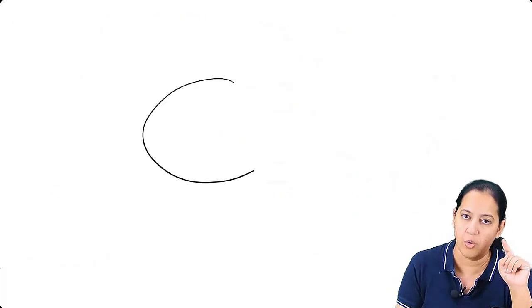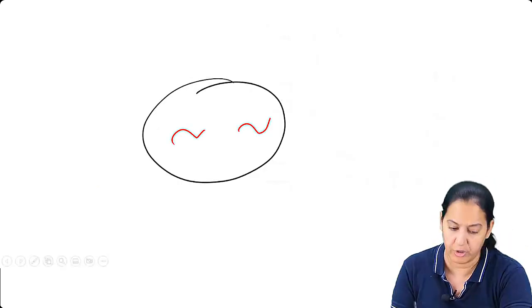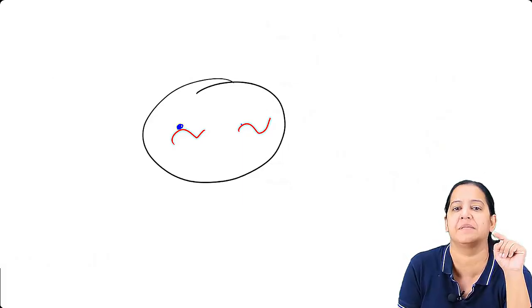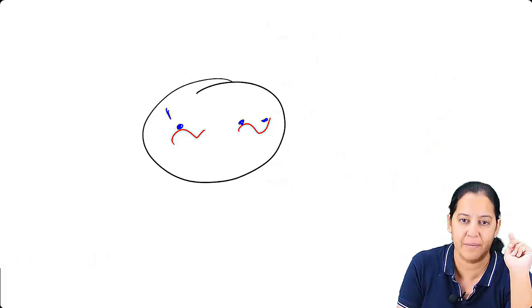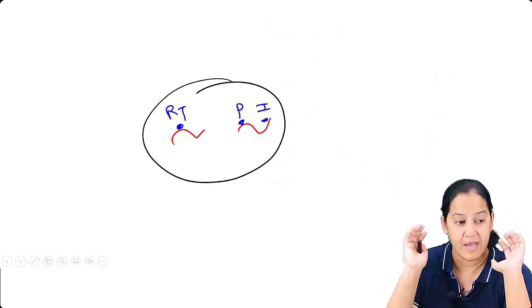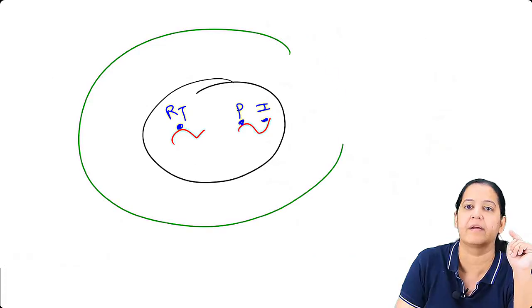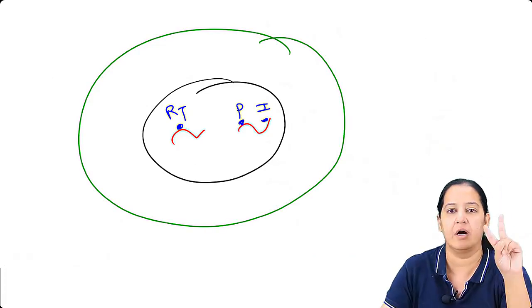First draw a core, inside which draw the 2 copies of the RNA. On the 2 copies of the RNA, 3 enzymes are attached. Which 3 enzymes? Reverse transcriptase, protease, integrase. They are attached on the RNA. This is capsid. Capsid is surrounded by the envelope. We have an envelope here. On the envelope, we have 2 glycoproteins.